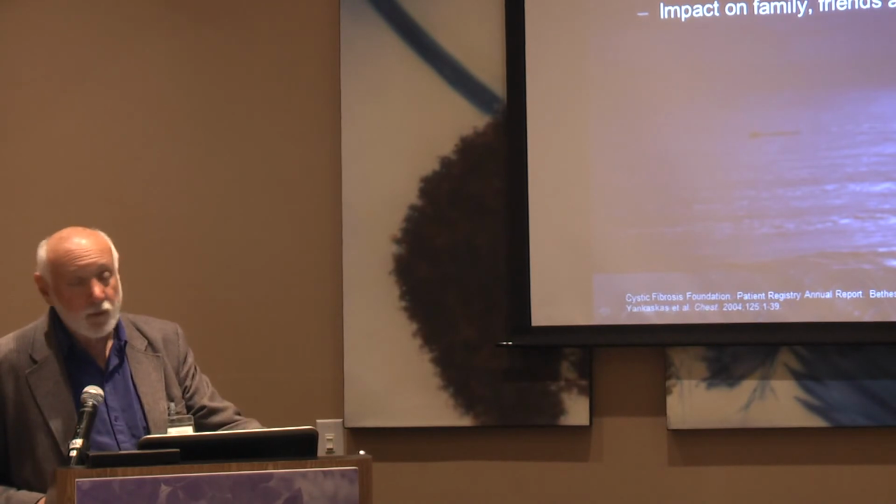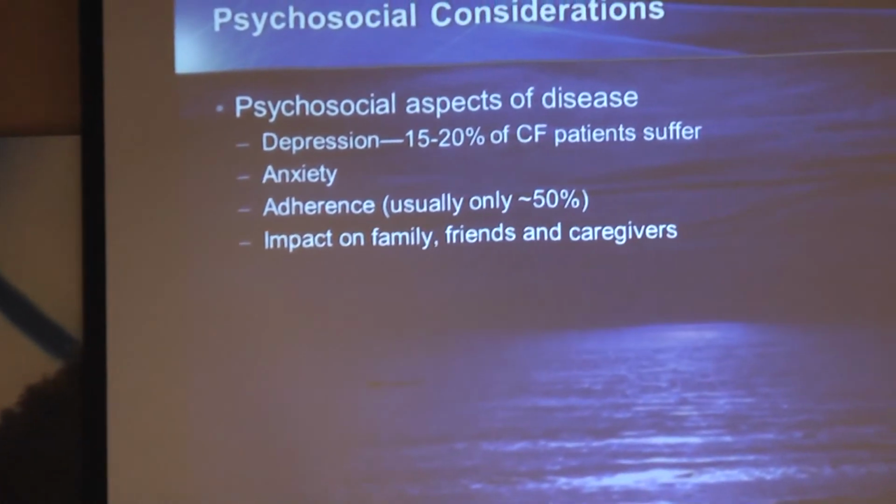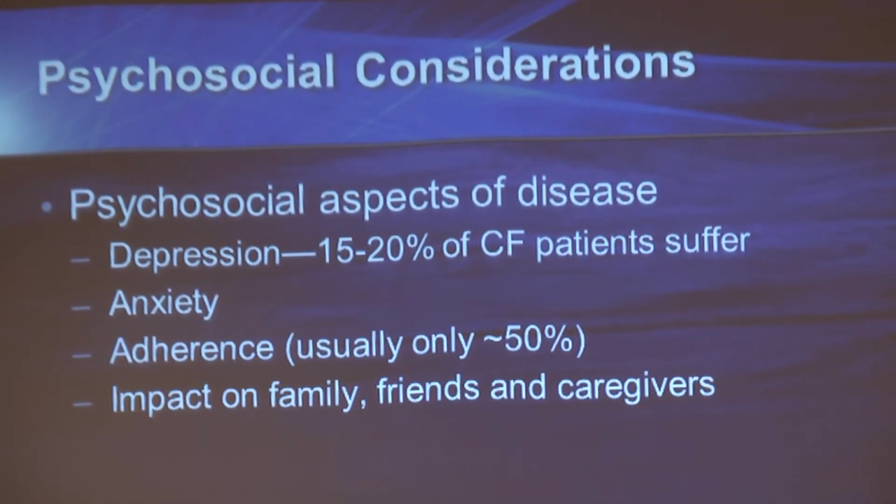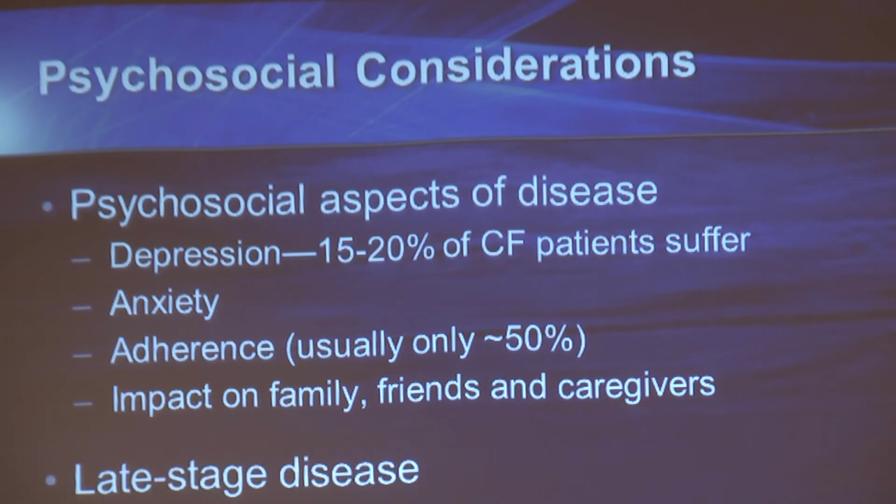Psychosocial considerations are really important in CF. The main problems that we see are depression, which is measurable, and in general, 15 or 20% of folks with CF have clinical depression. Anxiety is even more frequent and common. Adherence, generally people speak about a ballpark adherence rate of about 50%. It may be lower than that for certain things, higher than that for other things, but that does influence what the outcome is, obviously. And the impact on the family, friends, and caregivers can't be underestimated.